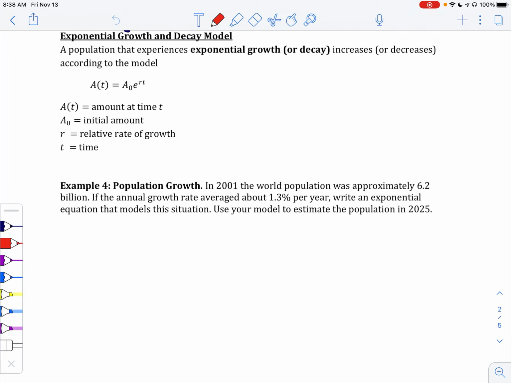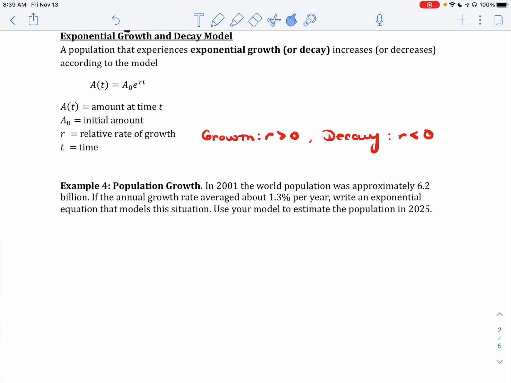So as a general rule, you're going to get growth if your R value is greater than 0, and you're going to get decay if your R value is less than 0. So a negative rate will give you decay, right? And that would be something like a radioactive substance, if it's decaying over time, would have a negative rate. All right, and then T is our time on this one. And A of t is just the amount that you have after that particular amount of time.